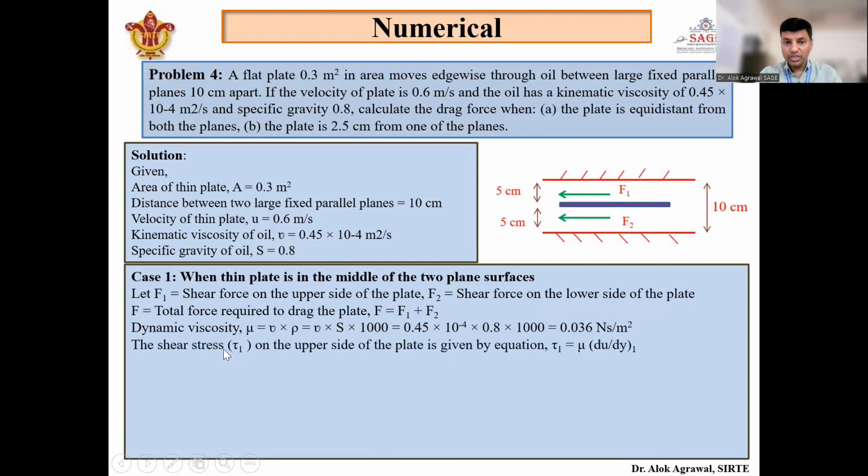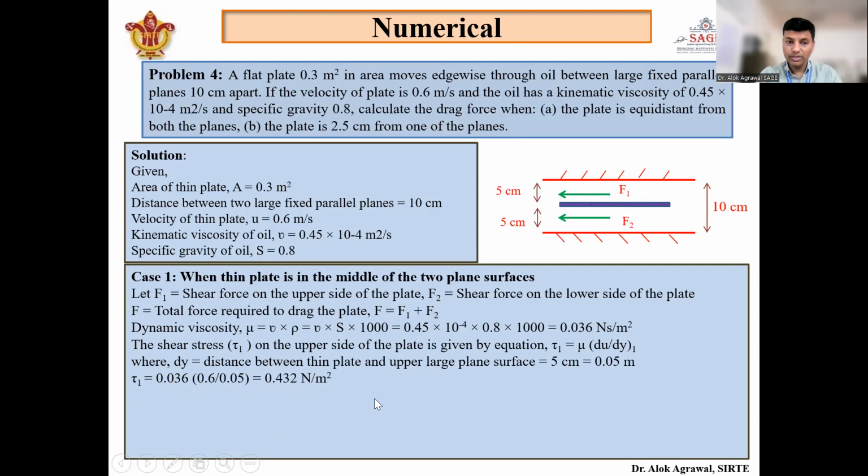Now we have to calculate shear force, because here drag force is given, meaning shear force, but we have the formula of shear stress, tau 1 is equal to mu du by dy. So tau 1 we get after substituting the value: mu we have just calculated, du is the velocity of the plate, and dy is the distance from the fixed parallel plane. For the upper side it is in centimeter, so we write here 0.05 and we get 0.432 Newton per meter square as our shear stress at the upper edge.